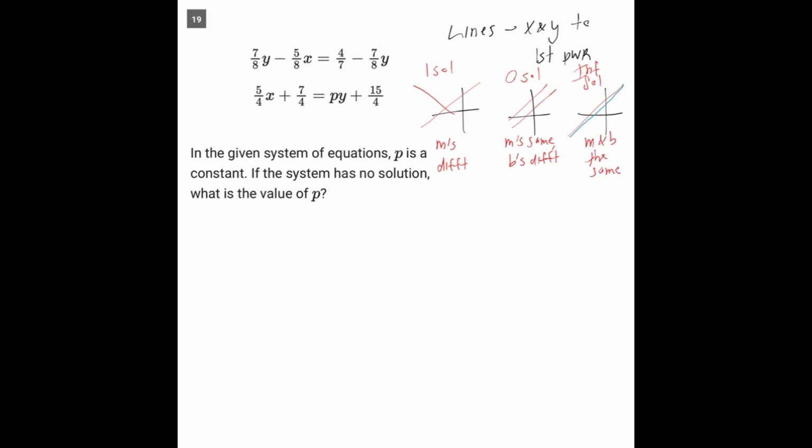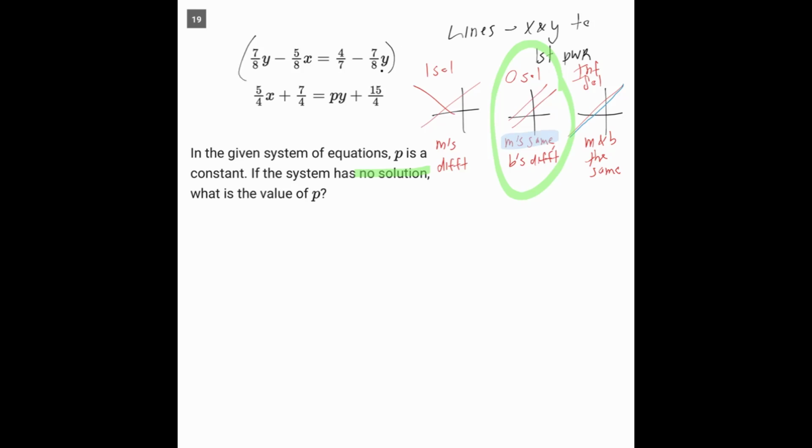So in this question, we have two lines because all the x's and y's are to the first power, and we're being told that there's no solution. So that's this scenario. And if we can find out what the slopes are, by definition, they're the same, so we can then set them equal. So let's start doing some of the work toward getting the slopes for each of these lines.